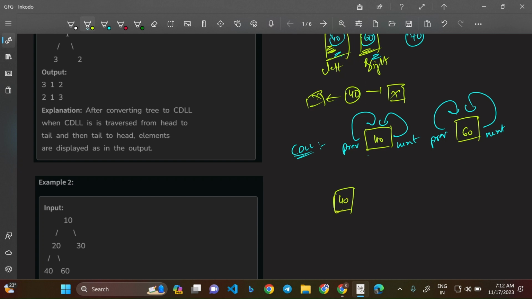Let us assume 40 is the husband, 60 is the wife, and 20 is the child. So we are trying to reunite them. Once they were united, now they are divorced, and we are trying to join them again. So how are we going to join them? That is the logic.